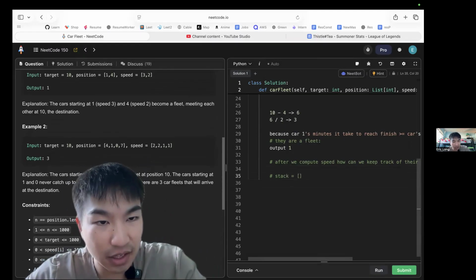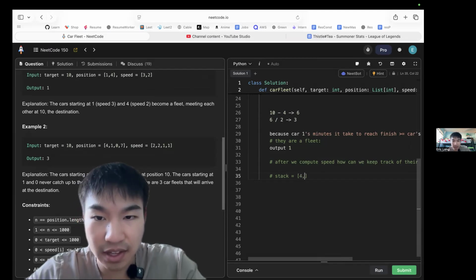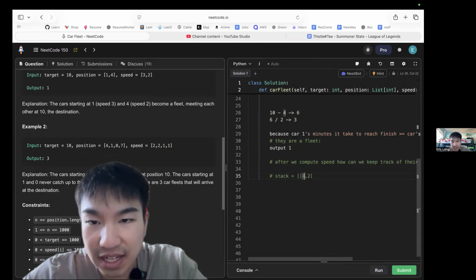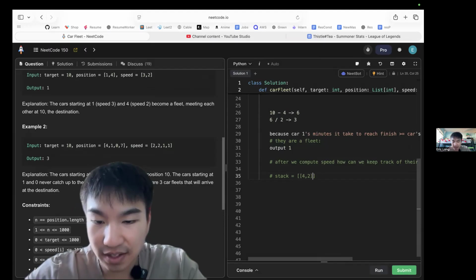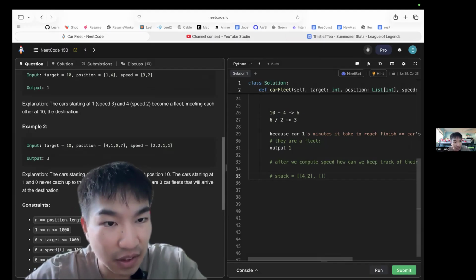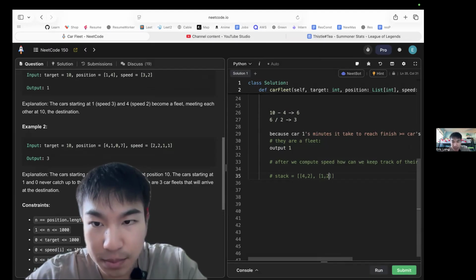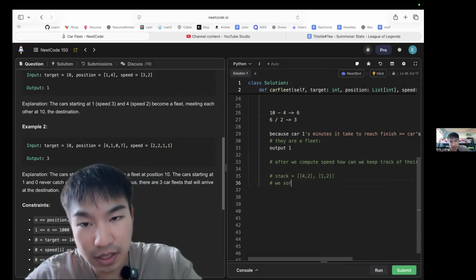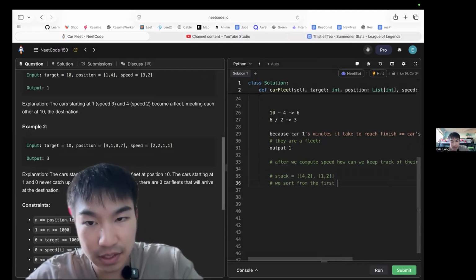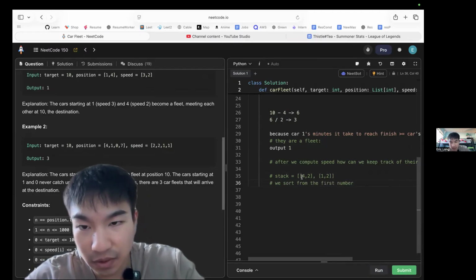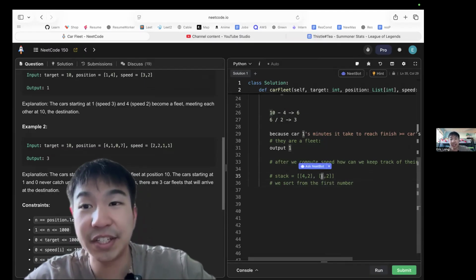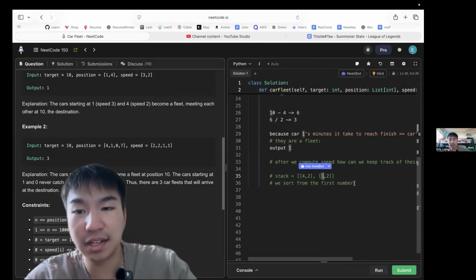We could have a stack which is equal to something like this, right? The first number would be four, which means it started in position four, and then next would be its speed. Its speed was two. Then we'll have another one, one, with speed two. Then we could just sort from the first number, so we sort from 4 and from 1. Then we'll have its starting position, and it's way easier to calculate. Okay, let's go ahead and do that.